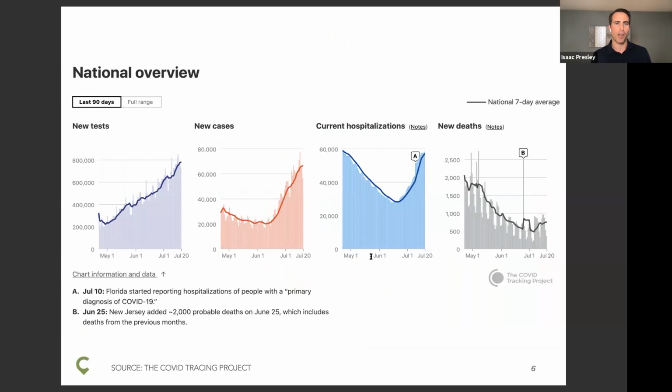This is the COVID Tracking Project. And I like how this lays out basically tests, cases, hospitalizations, and deaths, kind of left to right, and puts it all just kind of on one page. And these are the things that I'm paying attention to, and I think the big picture, kind of what matters from a health standpoint.